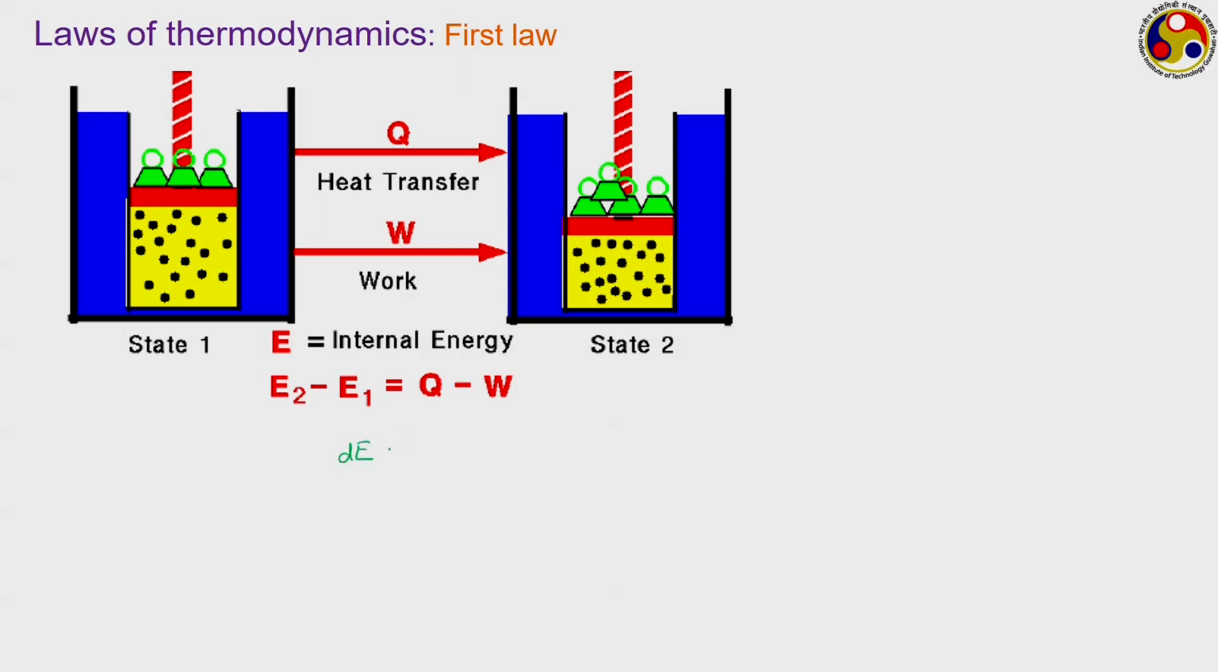Or in differential way we generally write dE, that is change in energy of the system during an infinitesimally small process, will be equal to del Q minus del W, where del Q is the amount of heat transfer to the system during this infinitesimally small process, and del W is the amount of work done by the system, that is work transfer from system to our surrounding during the same process.